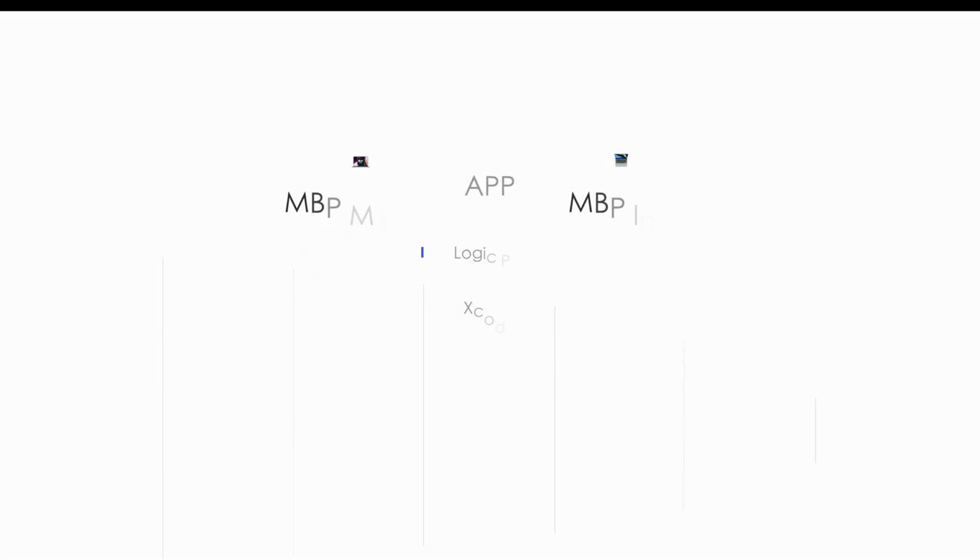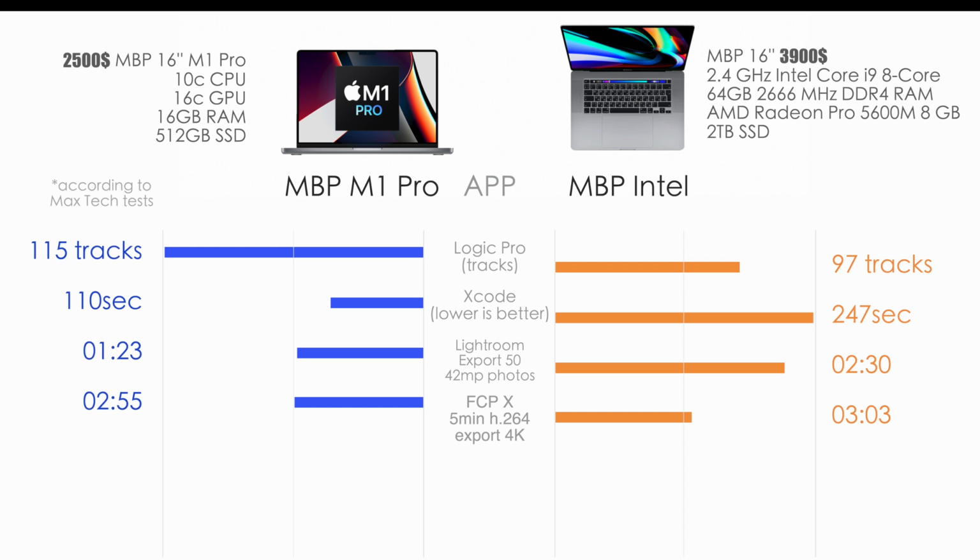A $3900 MacBook Pro 16-inch with a 2.4GHz Intel Core i9 8-core processor, 64 gigs of 2666MHz DDR4 RAM, AMD Radeon Pro 5600M with 8GB of memory and 2TB of storage, and look how it compares in different applications to the base 16-inch M1 Pro MacBook. It's just outstanding, and the price difference is ridiculous for this type of performance. But let's have a look at other aspects of the M1 Pro MacBook.